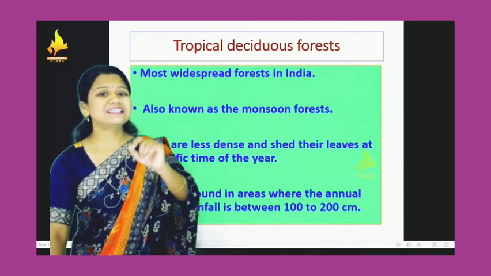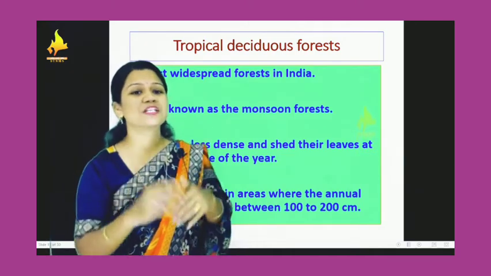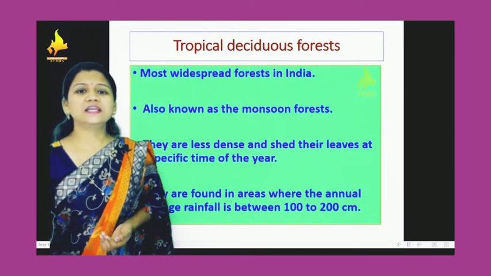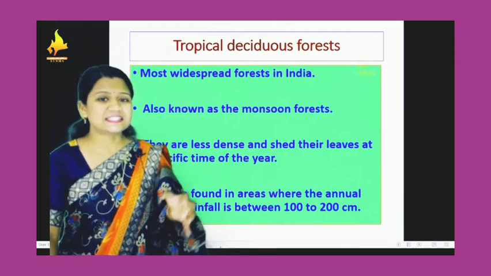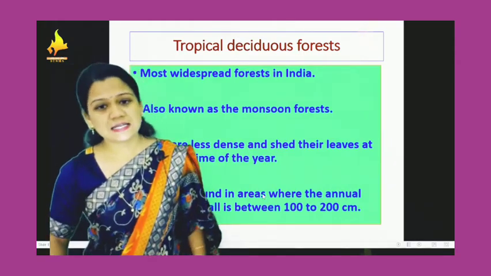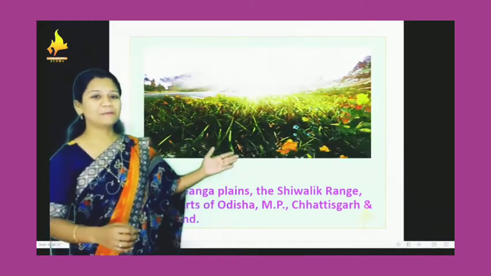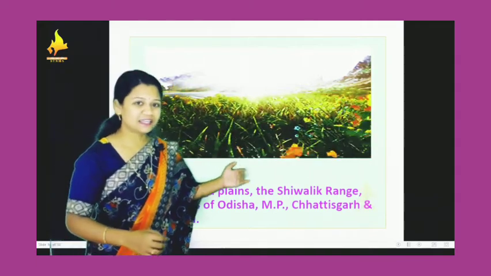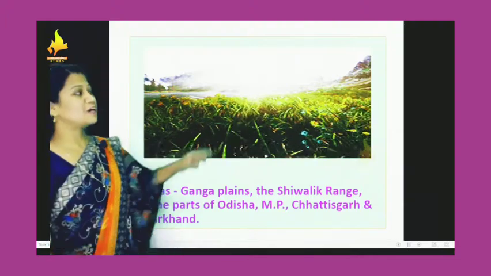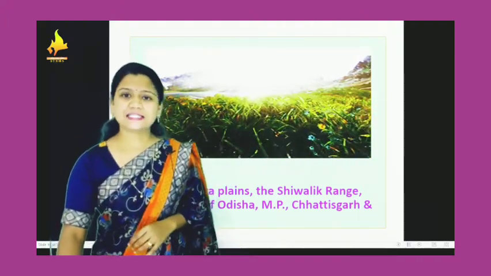But here it is less dense, and the trees shed their leaves at a specific time, during a specific period only. They are found in areas receiving rainfall between 100 to 200 centimeters. Such forests are found in different areas, for example, the Ganga Plains, Shivalik Ranges, some parts of Odisha, some parts of Madhya Pradesh, Chhattisgarh and Jharkhand.